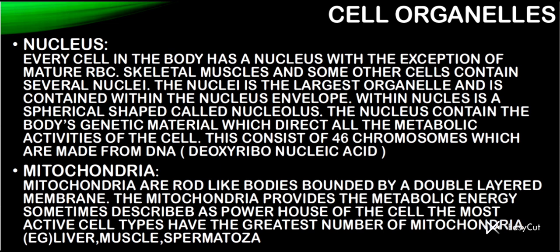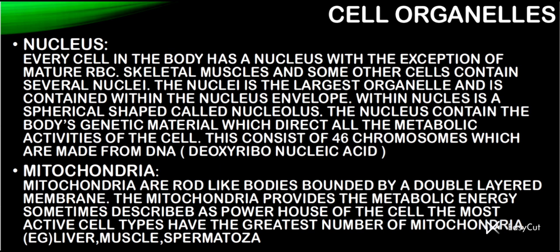The largest organelle is the nucleus. The nucleus is separated from the cytoplasm by the nuclear membrane. Just inside the nucleus, we have a spherical structure called the nucleolus. The nucleus consists of genetic material, that is genes, which make up 46 chromosomes, and the genes are made up of DNA, deoxyribonucleic acid.